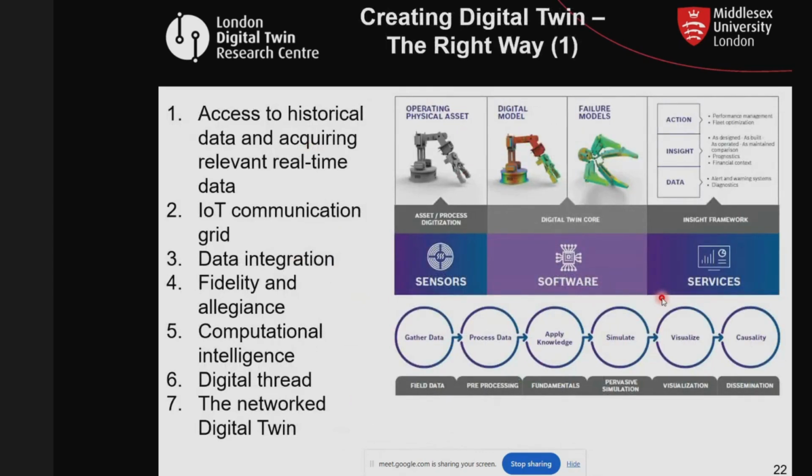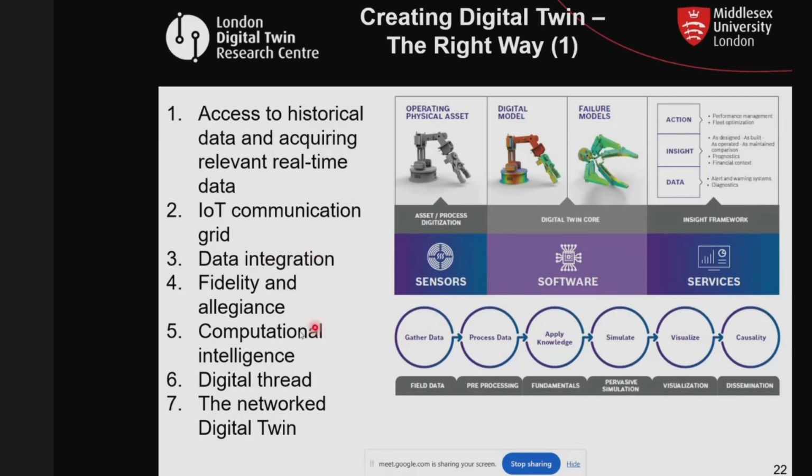So, what are the steps for creating the digital twin? This is where the architecture and the technologies and other things come into play. There is no right or wrong way, but Bosch have published this information, which is what are the steps for creating the digital twin the right way. Access to historical data and acquiring real-time data through sensors. So that's step number one.